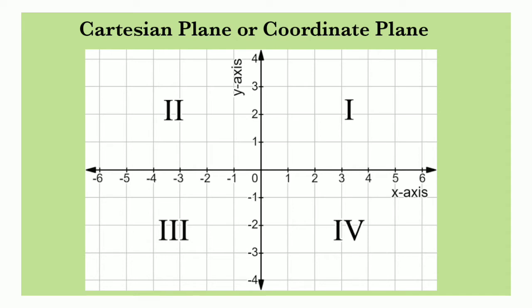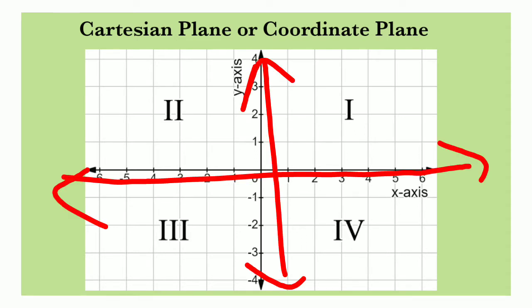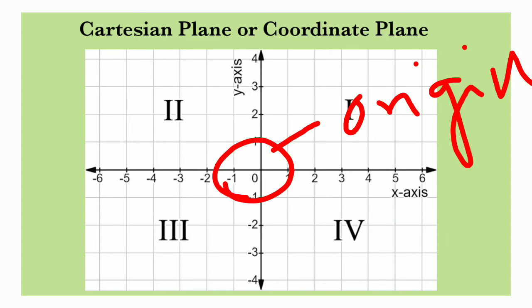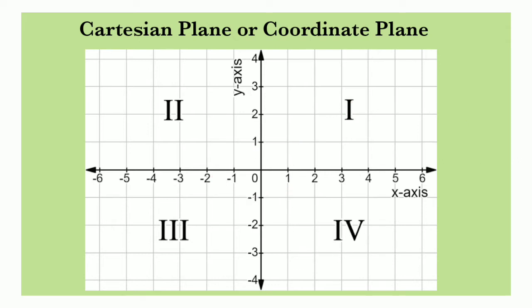In class 9, we saw that to locate the position of a point on a plane, we require a pair of mutually perpendicular lines, which are known as the coordinate axes. The horizontal line is known as the x-axis and the vertical line is known as the y-axis, and the intersection point of these coordinate axes is known as the origin. So this plane is known as the Cartesian plane or coordinate plane.